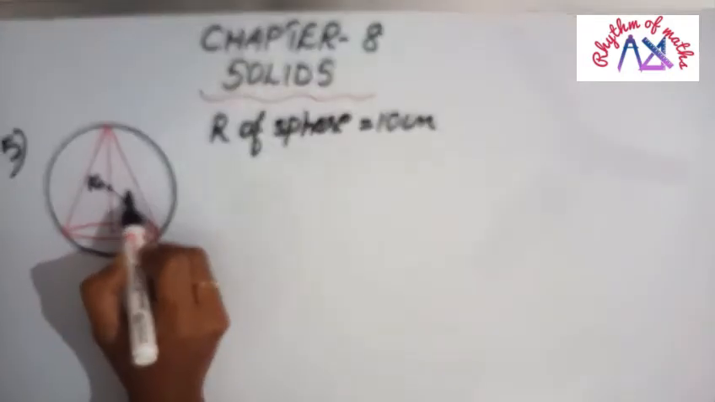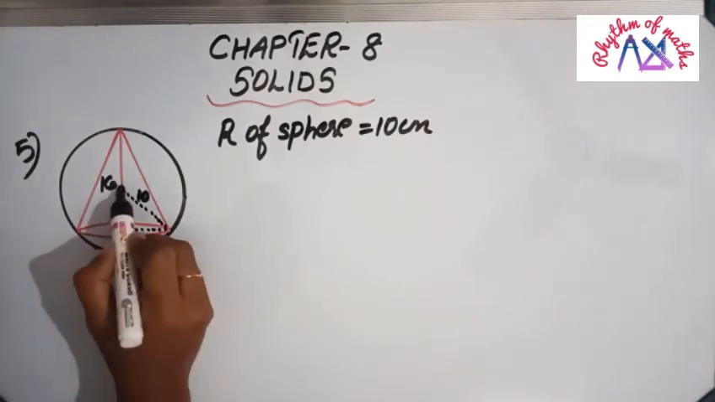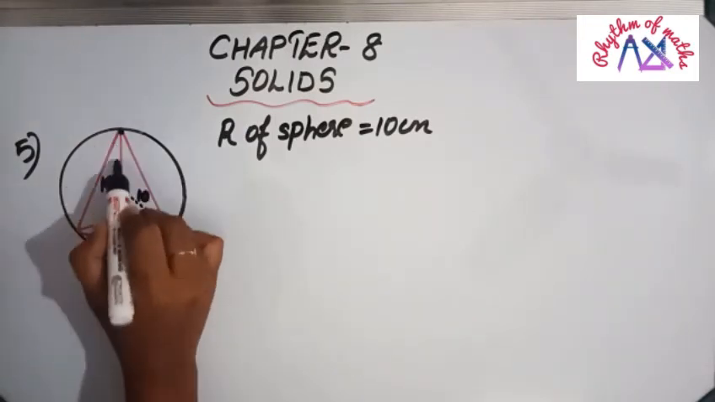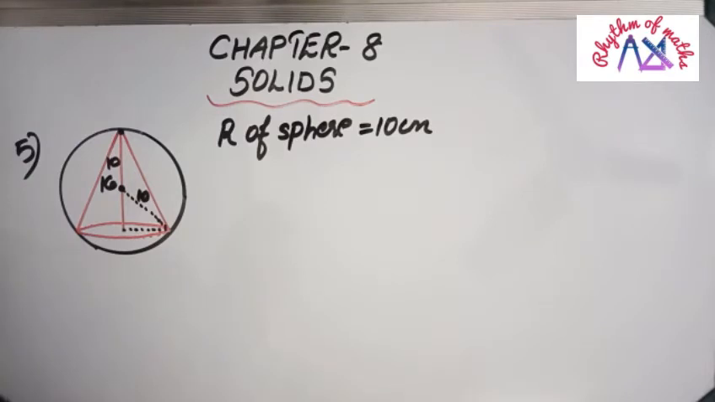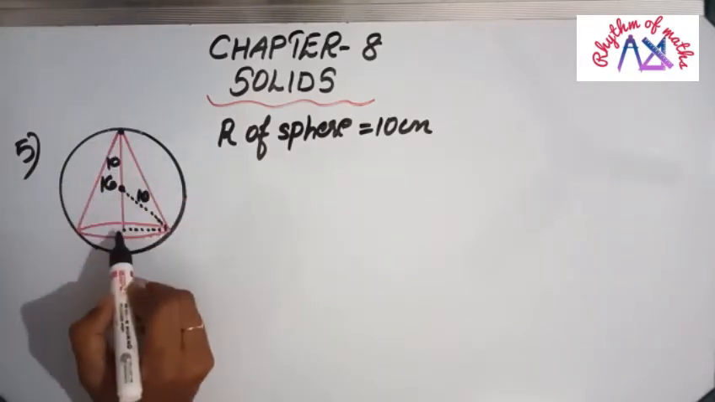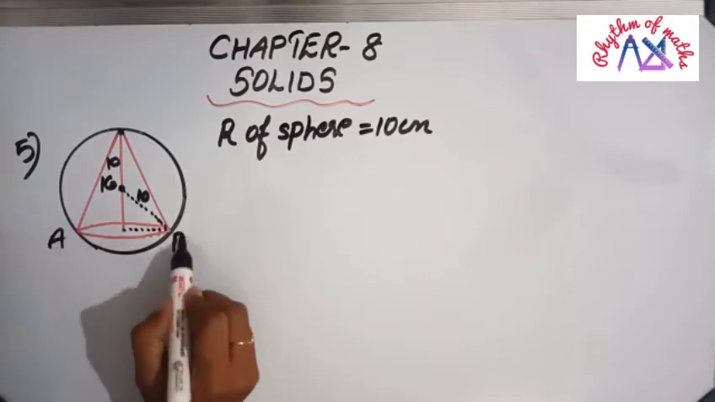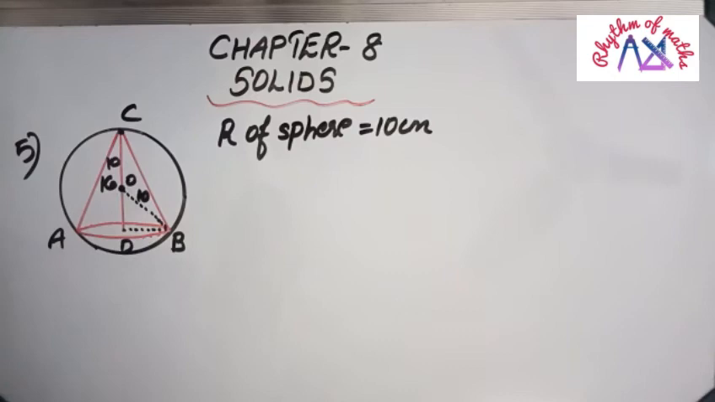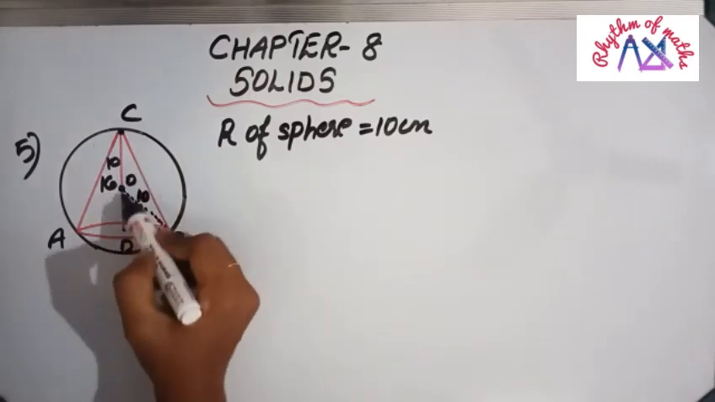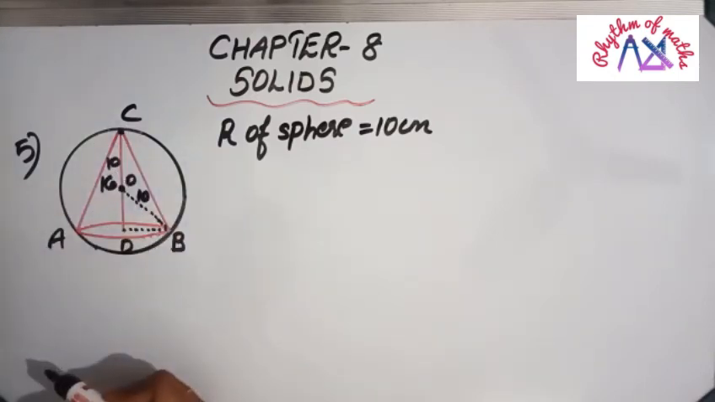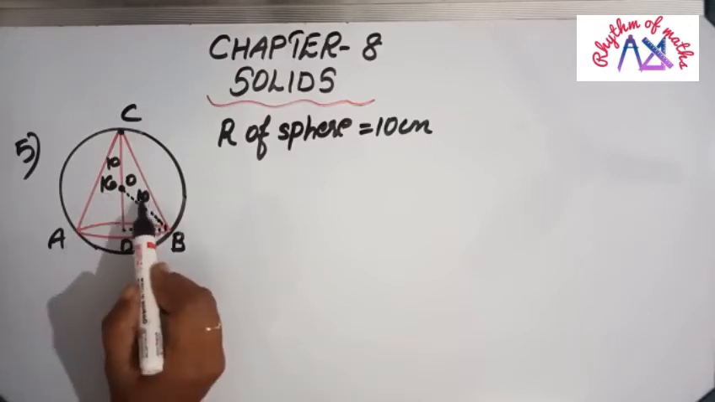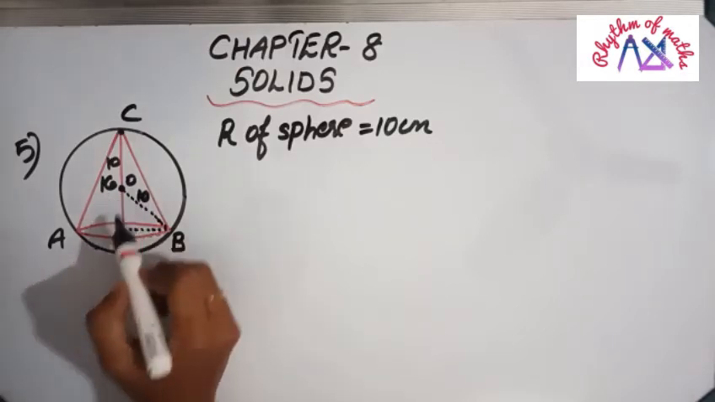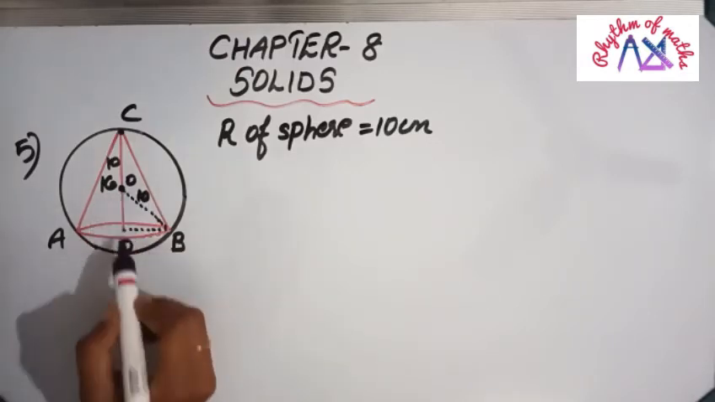From this center point to this upward portion also 10. Now the total measurement is 16 centimeter. Let's mark the points as A, B, C and D. This is point O. Now CO is 10 centimeter, that is the radius, and OB is also a radius, 10 centimeter. Now what will be this measurement, DO?